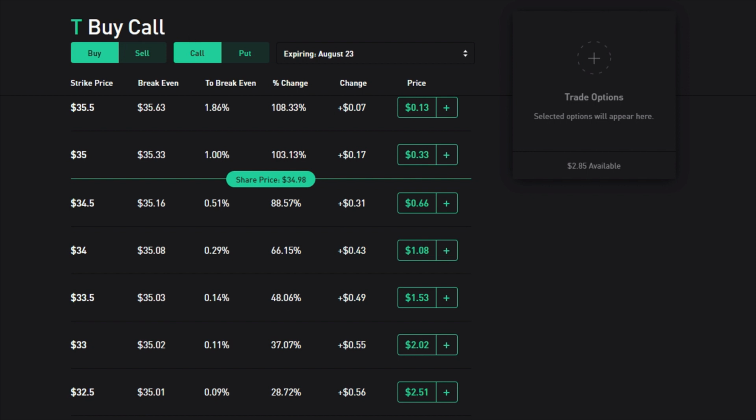Today we're going to be talking about the option Greeks. I'm sure a lot of you have heard of the Greeks when referring to options, and what they are is the option Greeks measure the different factors that affect the price of an option contract.